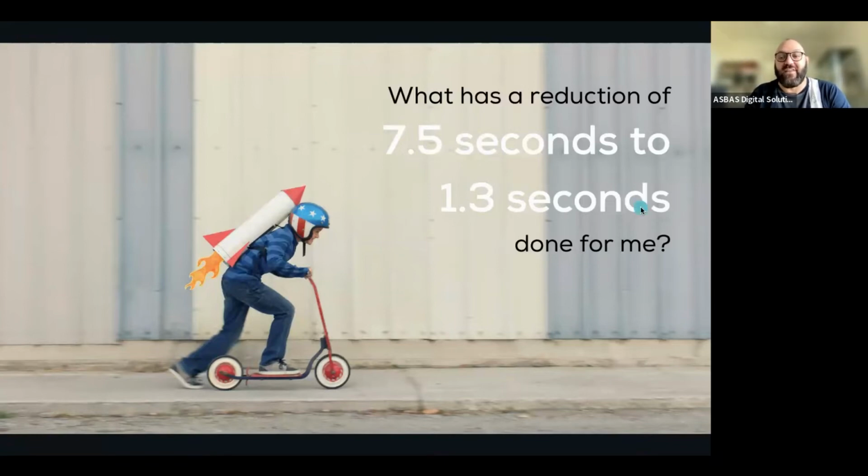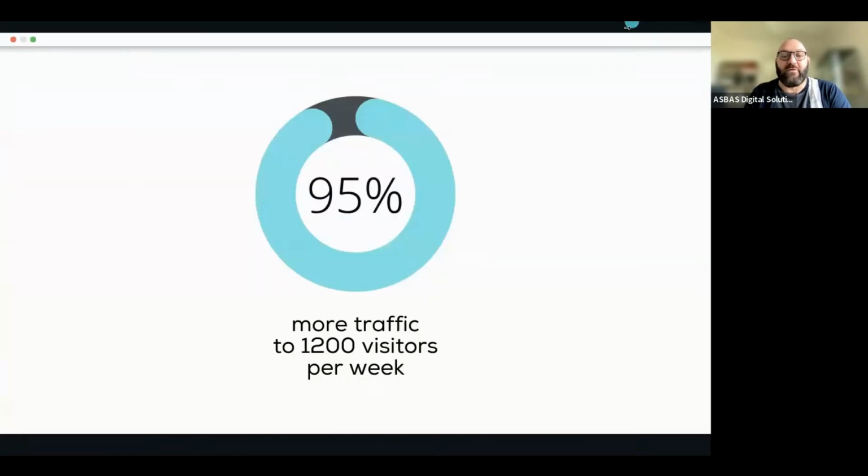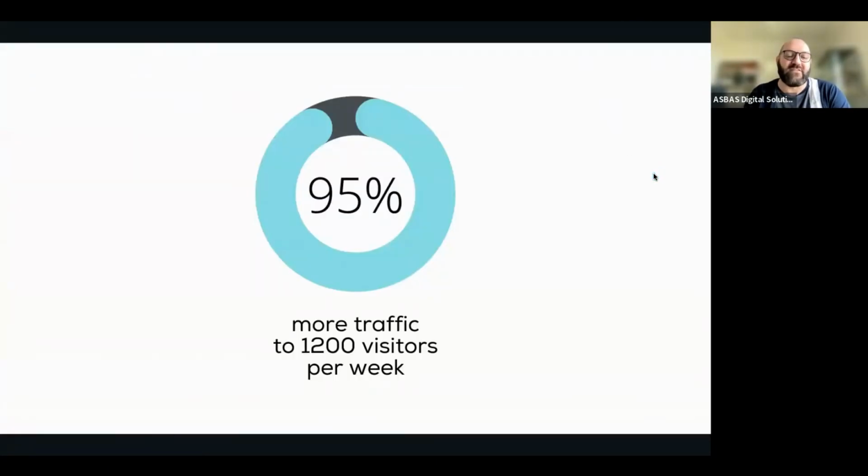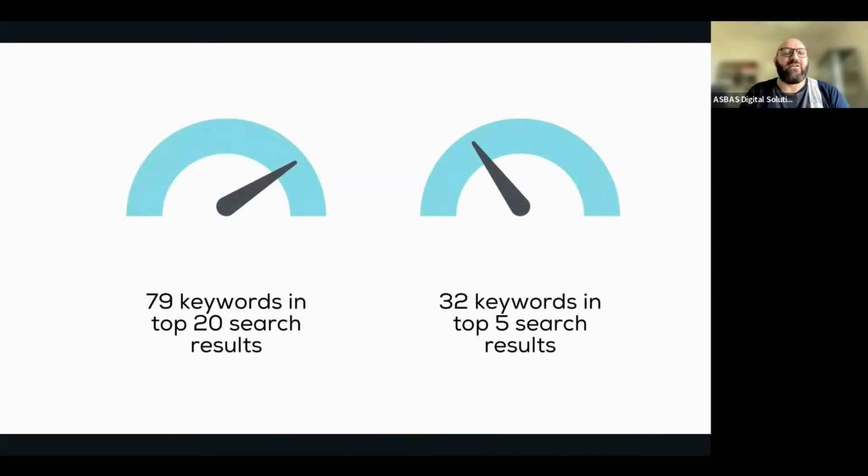Well, you'd be surprised. You'd think it would not be even this big, but 95% more web traffic visitors from when I had the 7.5 second page load to now 1,200 visitors to my website every week, a digital marketing agency website. Crazy, right? What it means is 79 keywords that I wanted to aim for in my particular website are now in the top 20 search results. So I've got 79 items that show up in the top 20 for different keywords that I wanted to target. And 32 of those keywords are in the top 5 search results. So naturally, I'm getting a lot more traffic than I used to get before.